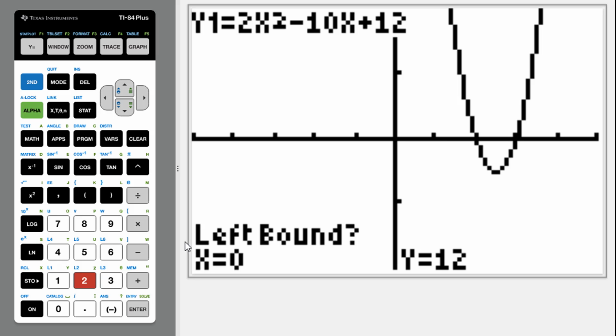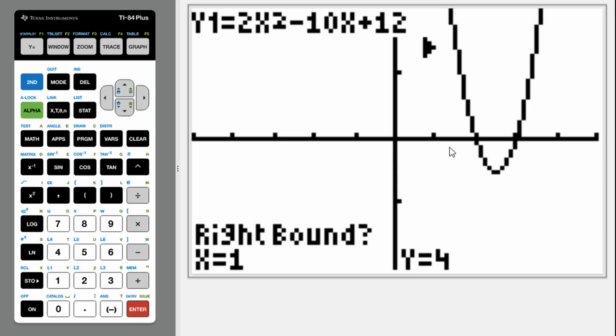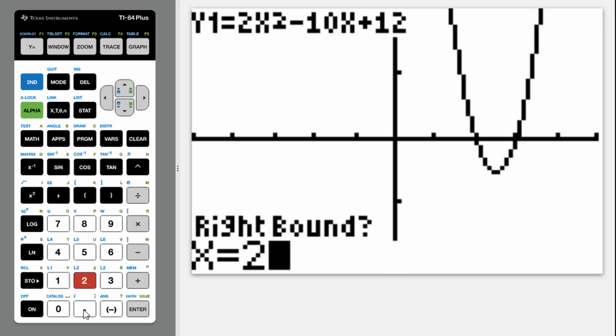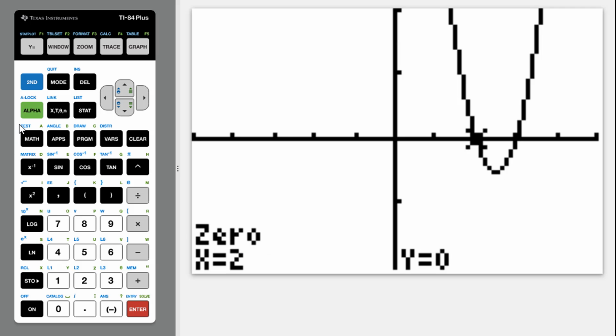We know this is 1. So for the left bound, I can press 1. Enter. Right bound, it will be between 2 and 3, so you can put 2.5. Enter. Enter. It shows you the x-intercept is 2.